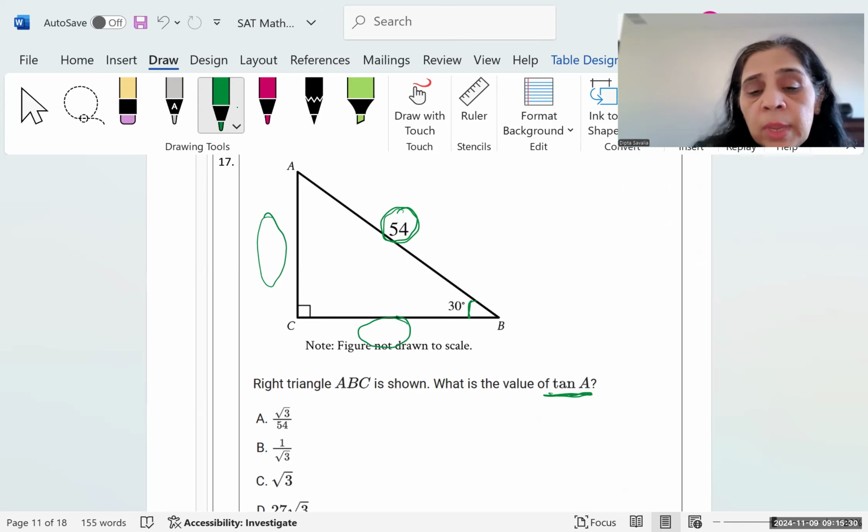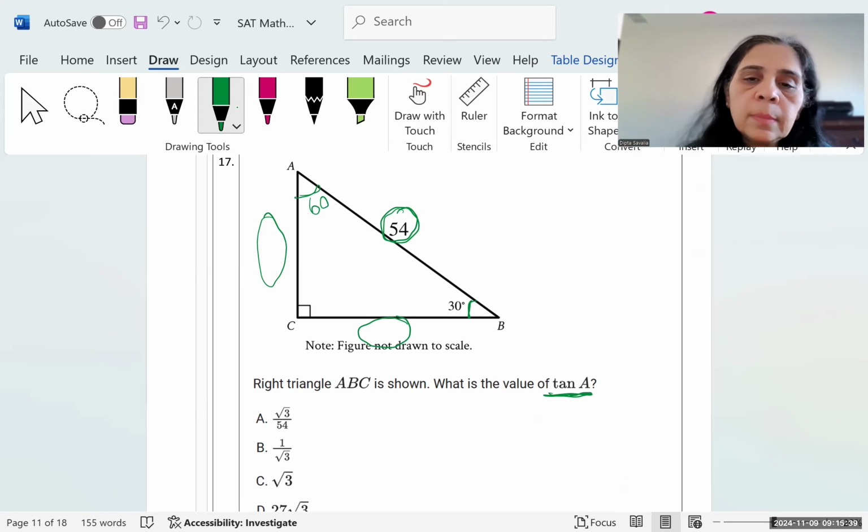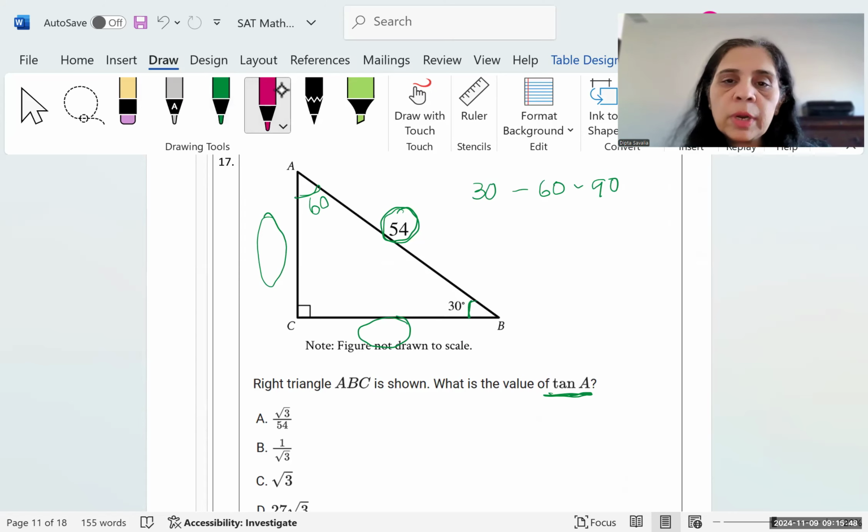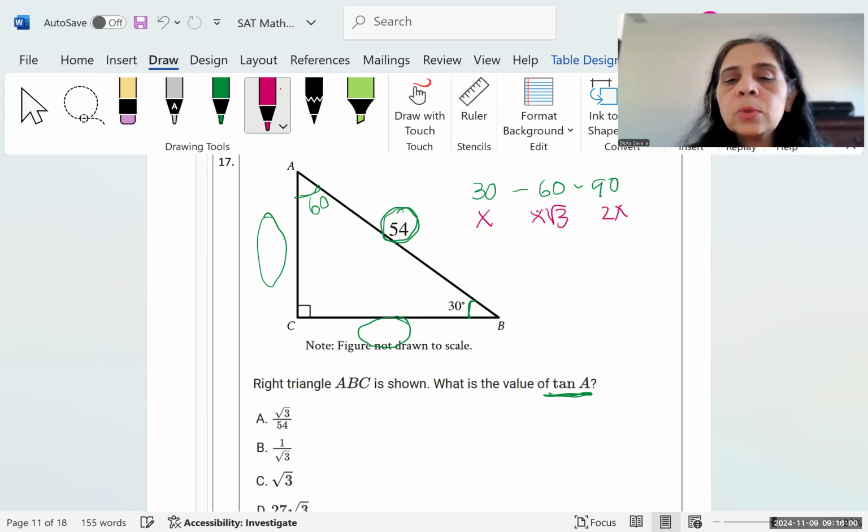So first thing we can recognize here is 30. That other angle must be 60, because 30 plus 60 is 90, and 90 plus 90 is 180. So we can use this special triangle rule, 30-60-90. If you don't remember, you can check the reference sheet. You can find this information there. In opposite of 30, we have x, x square root 3, and 2x. You will see this form on the reference sheet.